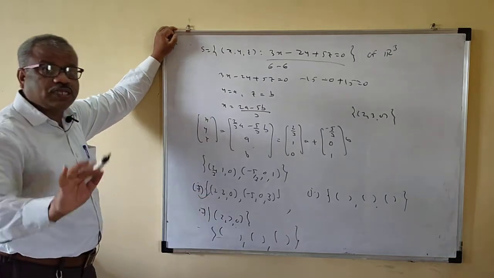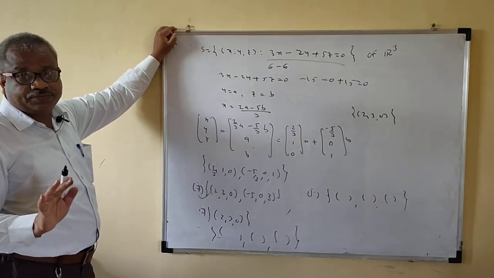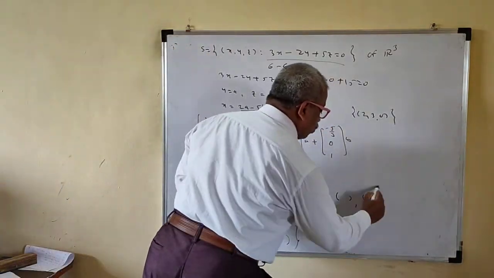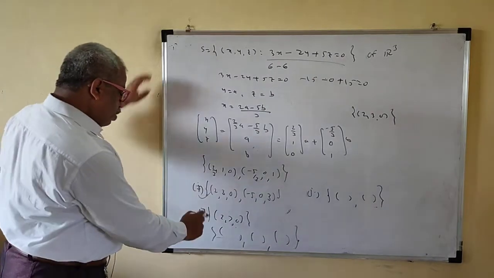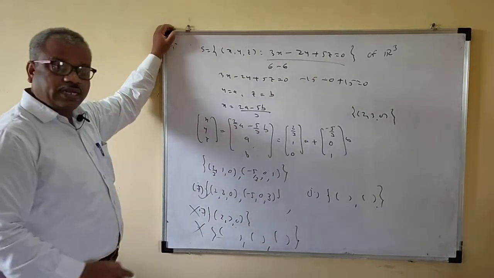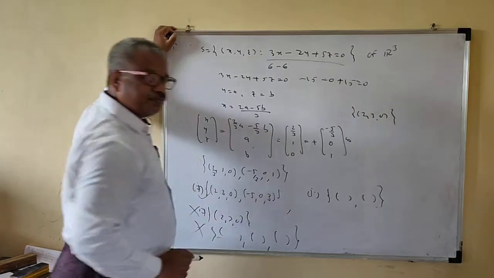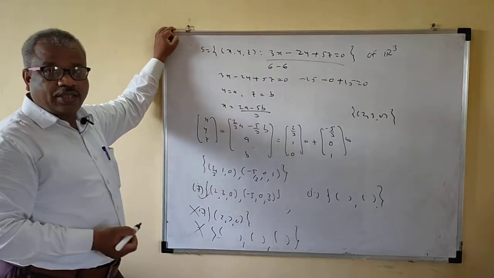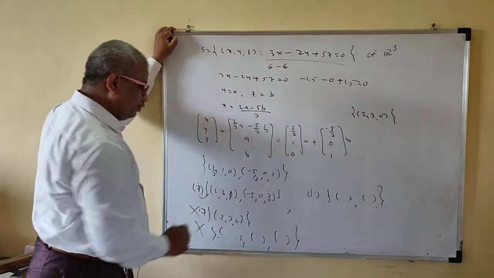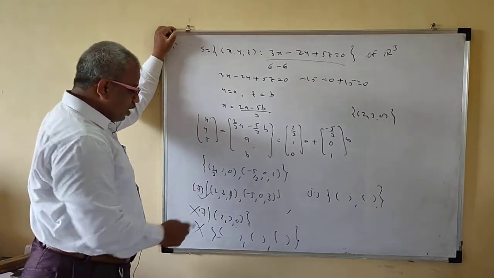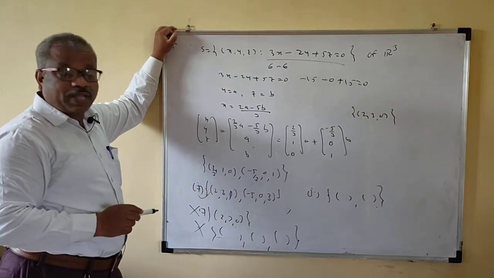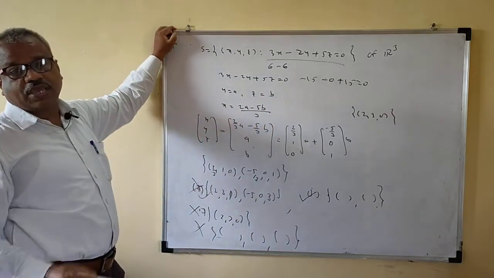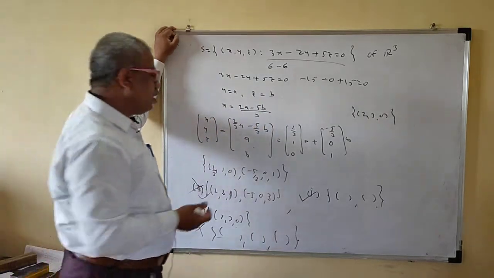But if there are 2 options containing 2 vectors, suppose this is the set containing the 2 vectors, then this option is not correct. You have to choose this or this. So which satisfies your equation? Suppose 2, 3, 1 is there. 2, 3, 1 does not satisfy this equation, so this will not be your correct option. This will be your correct option. In this way you have to choose your options.